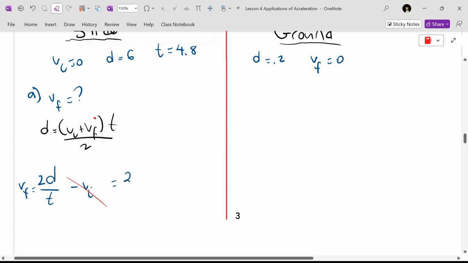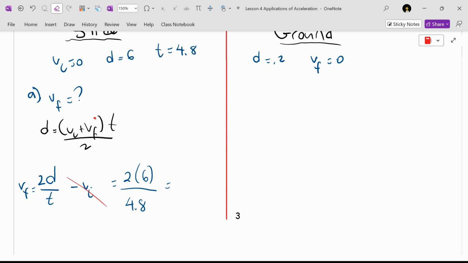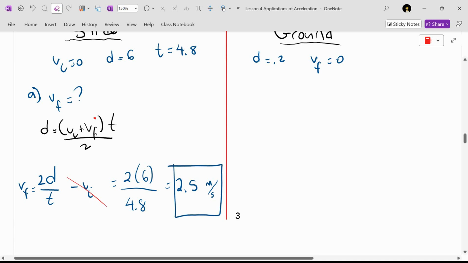So it's going to be 2 times 6 divided by 4.8. I think I can do this in my head. 12 over 48 would be 0.25, so it's 1 decimal. Is it 2.5, I think? Units. Meters per second. Okay. Alrighty. Let's jump over one.